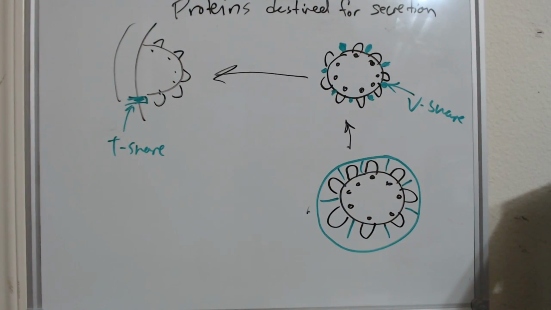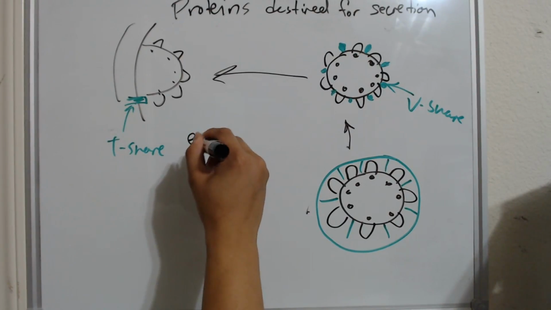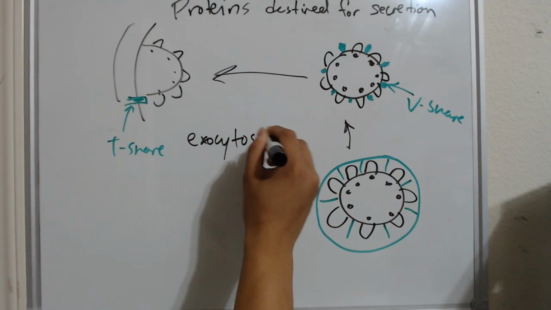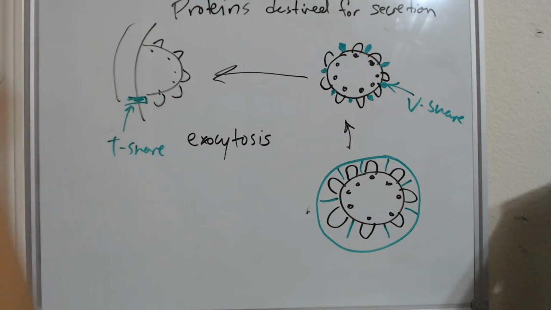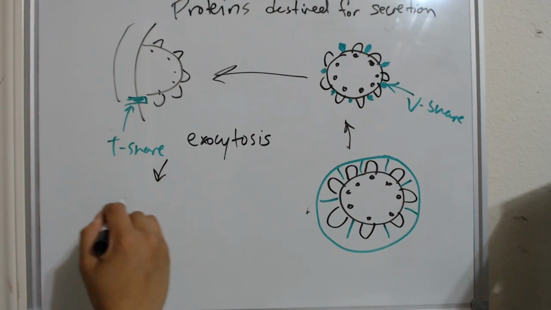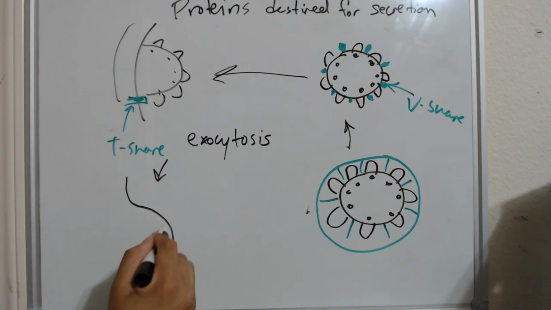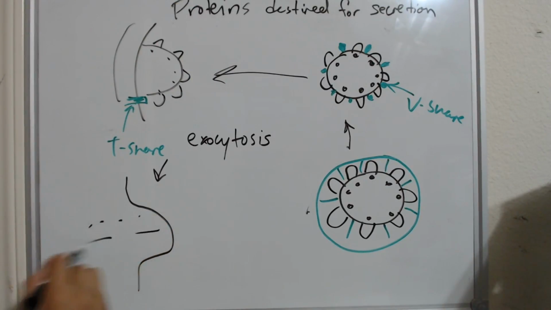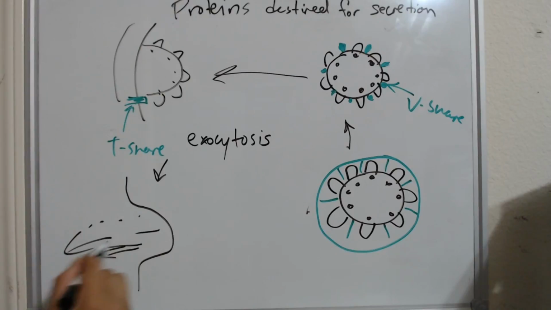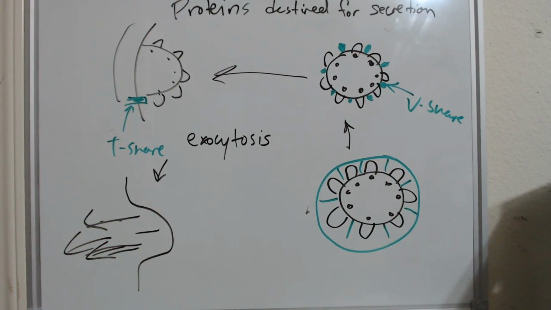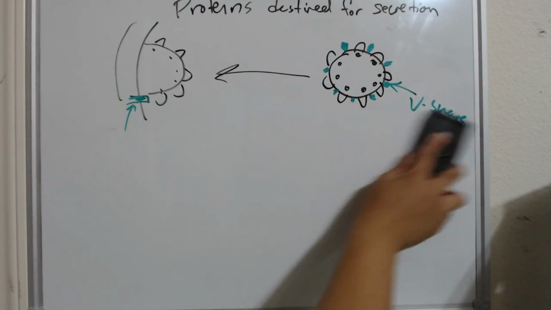And eventually the vesicle will wait there for a signal for exocytosis. That means it will release its contents to outside of the cell. So the result will be like this. Exocytosis. Everything will go out. And that is the point of proteins that are destined for secretion. That's exocytosis.